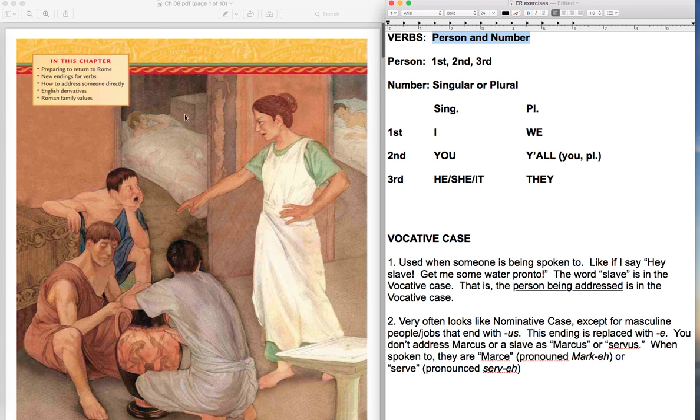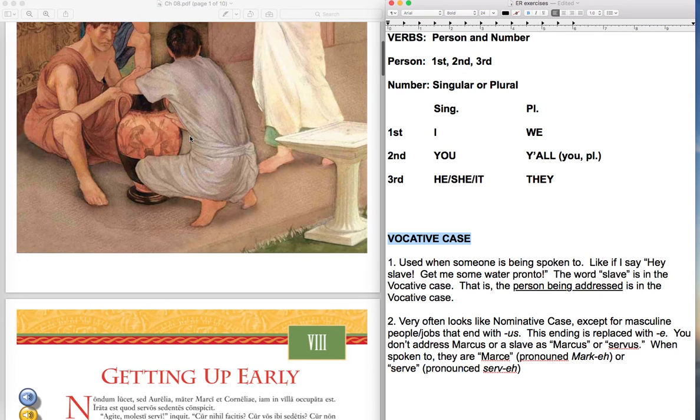So, I'm going to go over person and number real quick, and I'm going to go over what is called the vocative case. And this is a new case. So far, we have nominative and accusative. And now we're going to add vocative to our stable of cases. Vocative is not a very hard concept, but person and number is a very important concept. So I want to go over this quickly, at least a little bit here.